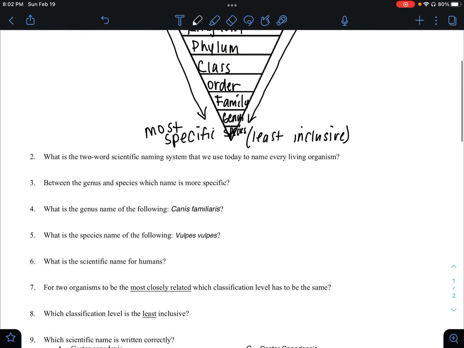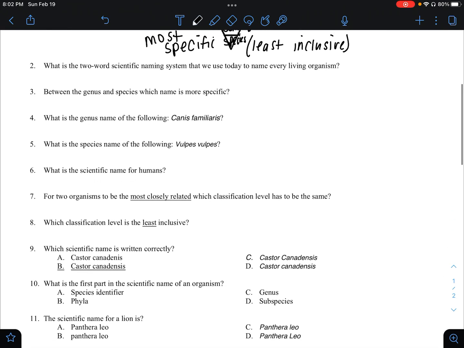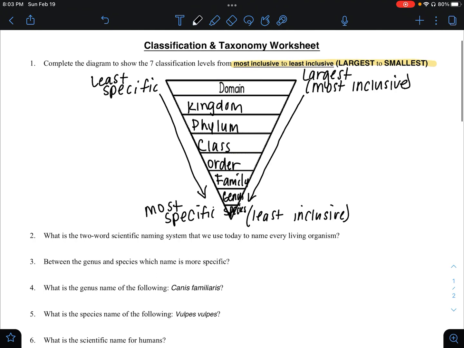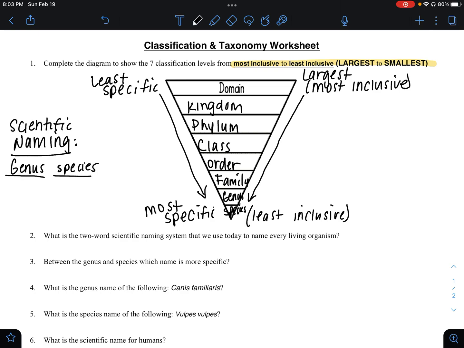All right? And one more thing I want to leave you with is make sure you know the rules for the naming. Got to be in italics. First one is capitalized. There's going to be 2. Second one is lowercase. It's going to be your genus, capitalized, and your species is lowercase, okay? And that's how you figure out scientific names for classifying organisms.